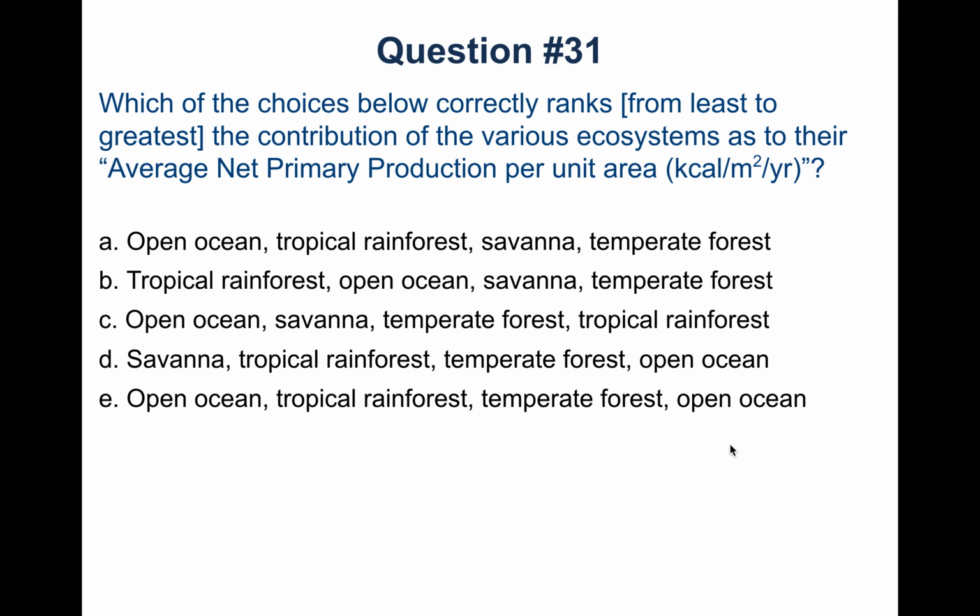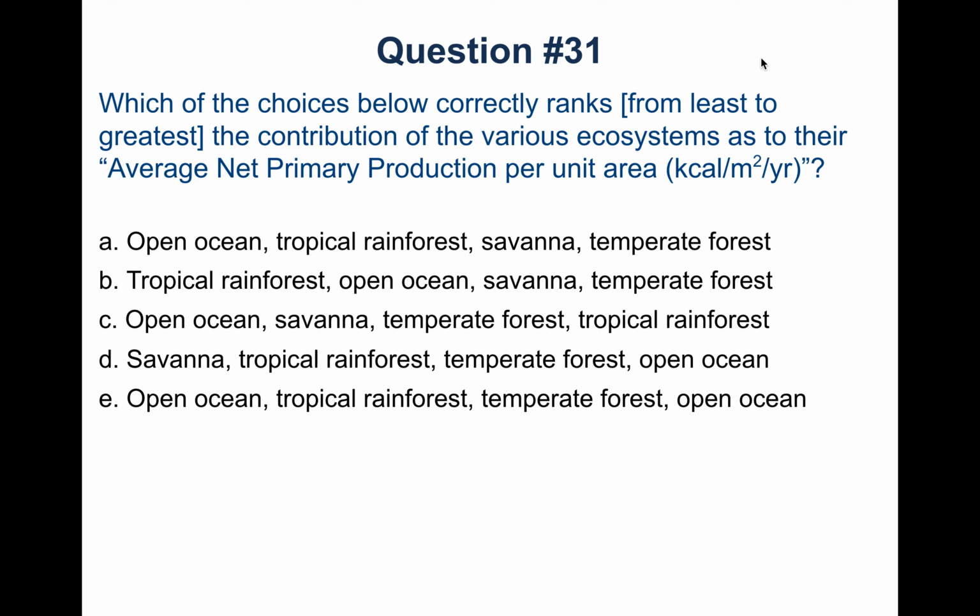All right, which of the choices below correctly ranks from least to greatest the contribution of the various ecosystems to their average net primary production per unit area? When we look at average net primary production, you're looking at gross primary production minus what you lose through respiration. So basically what's left over for consumers to eat. Primary production refers to the production of sugars and molecules from those producers at the bottom of the food chain. Consumers are going to consume that, so it's what's left over for them to consume. That's the net primary production.